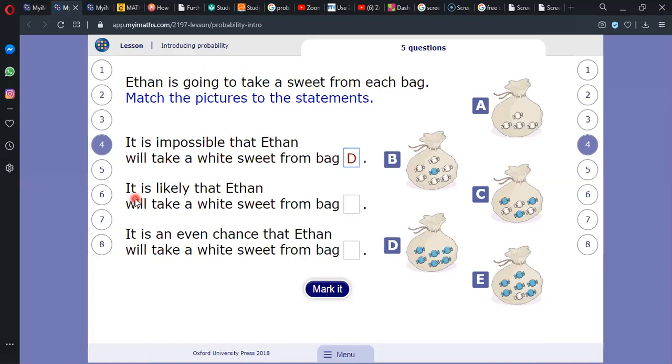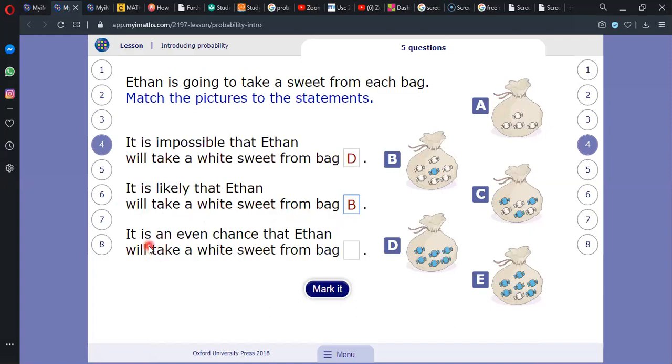Next one. It is likely that Ethan will take a white sweet from the bag. Likely means it is very close to certainty, okay? And so that means I'm going to have to go for the bag that has more white sweets. Yes. So this one right here, bag B, has more white sweets than blue. So definitely I would say that bag B is more likely for him to pick the white sweet.